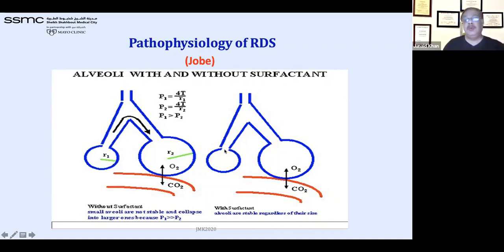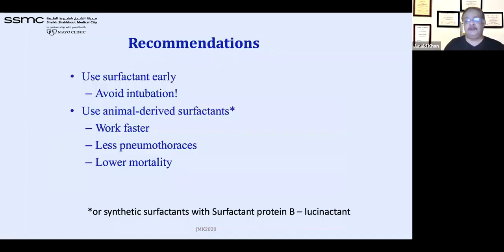Here, because of the surfactant, the smaller alveolus maintains its surface tension, and the bigger alveolus is the same. It's not going bigger and bigger. So this is the main function of surfactant in our body.